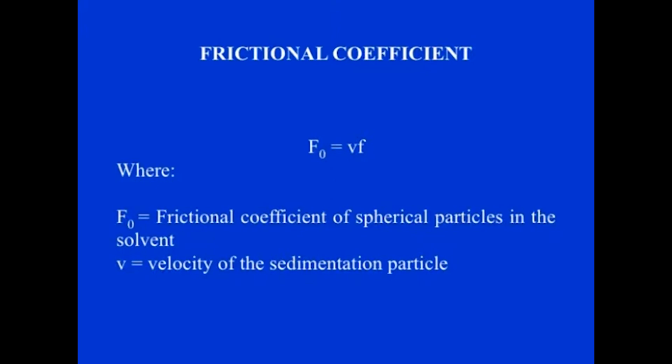So, if the particle is spherical and is moving at a known velocity, then its frictional force, opposing the forward motion, will be given by v f, where v is the velocity of the sedimenting particle and f is the frictional coefficient. Here, this is the force, the opposing force, which will be experienced by the particle.